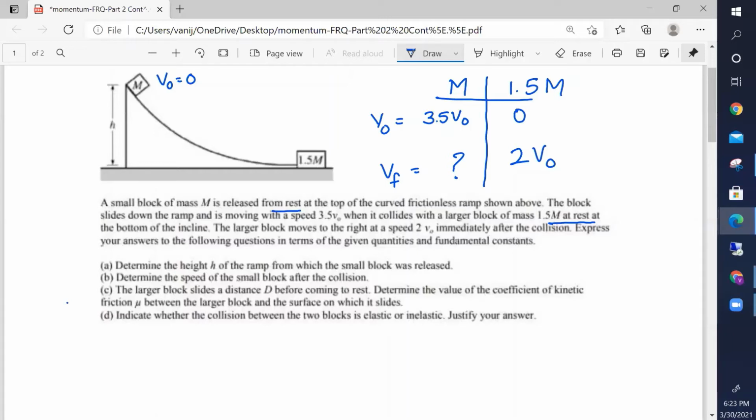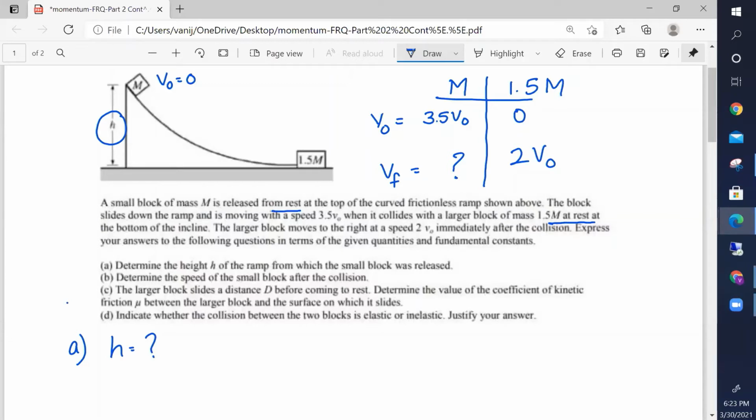Now let's look at what they're asking for. In part A, it says determine the height h of the ramp from which the small block was released. So they want us to find h, this right here. In part A, I'm asked to find h. How do I find that? What concept am I going to use to find h?